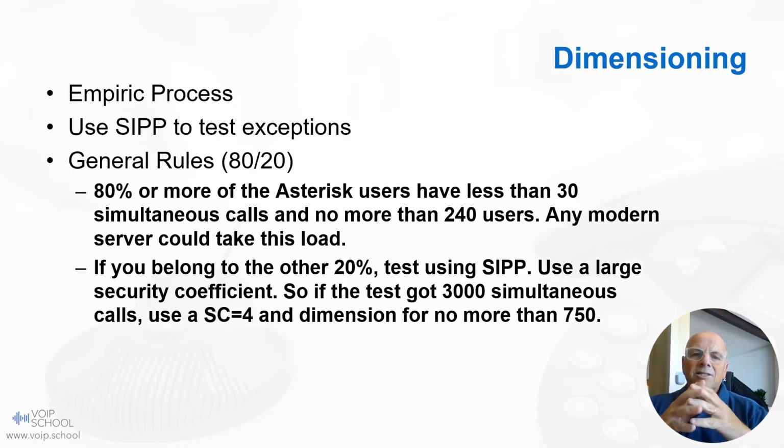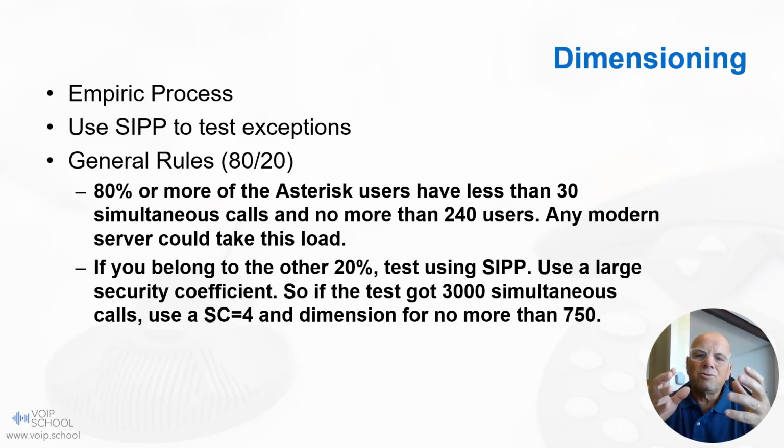When dimensioning Asterisk PBX systems, there are a few considerations to keep in mind. First, the process is empirical, meaning it relies on observed data and testing. The SIPp tool can be used to test for exceptions or edge cases. As a general rule, follow the 80/20 guideline. 80% of Asterisk users typically have fewer than 30 concurrent calls and no more than 240 users. For systems falling in this major category, any modern server hardware should be sufficient to handle the load. So for this type of system, any modern server will work.